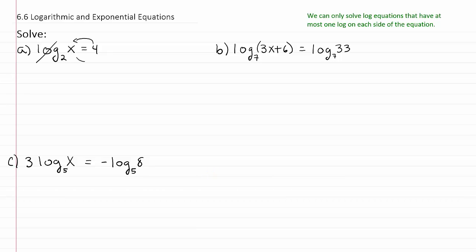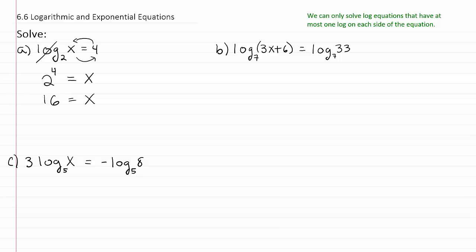So the 4 and the x will trade places, so you end up having 2 to the 4th is equal to x, and that's all you have to do. Evaluate 2 to the 4th, after that you will get the answer 16, and so x is equal to 16.